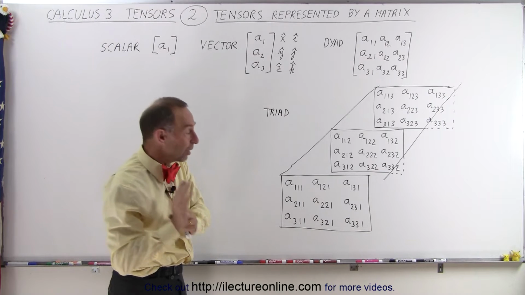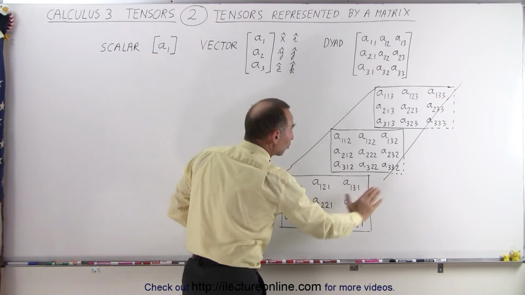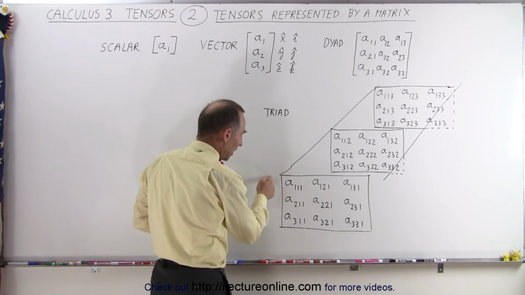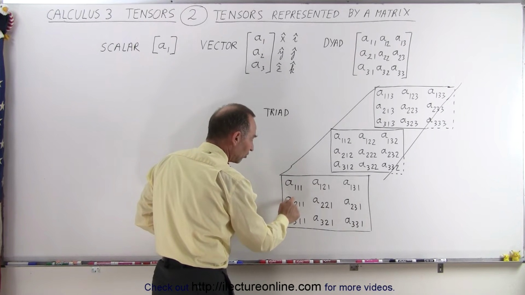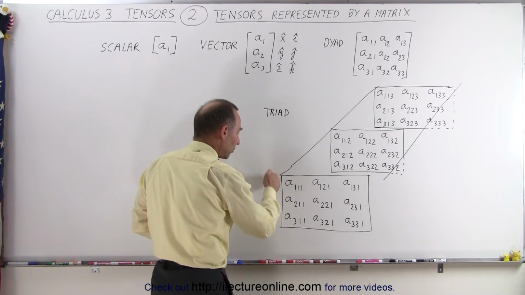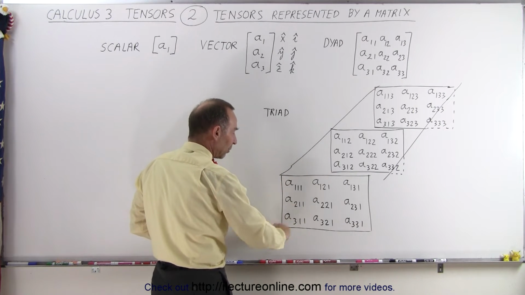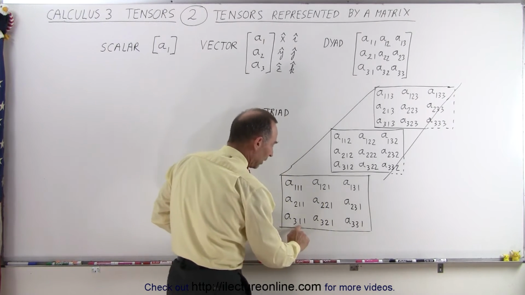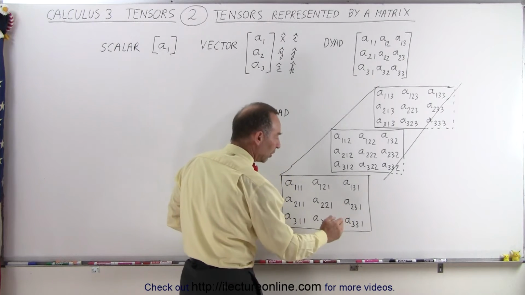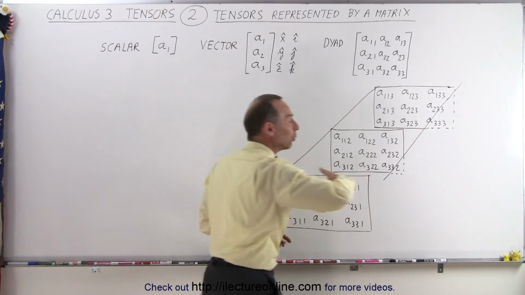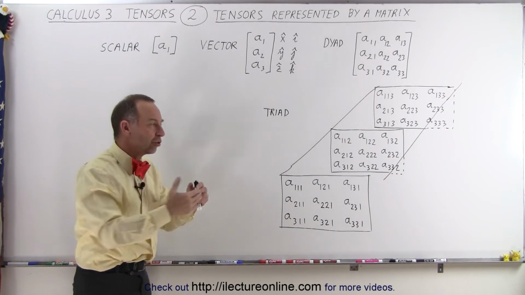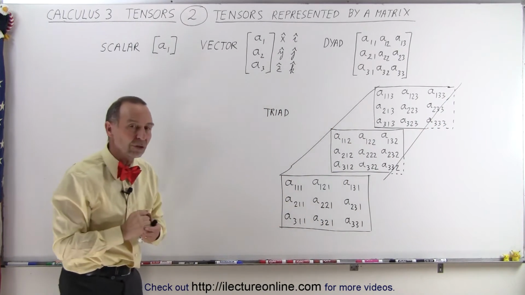What is really important at this point is realizing how the subscripts work. When we go from top to bottom, in the first number in the subscript, we have 1, 2, 3 going from top to bottom. Then for the second number, we go from left to right, 1, 2, 3. And for the third number, we go from front to back, 1, 2, and 3. Once you get that straight, then it's easier to represent it as we just did.